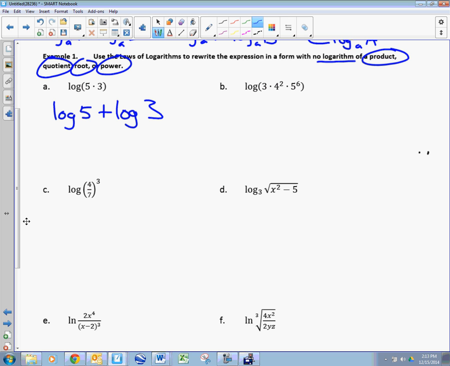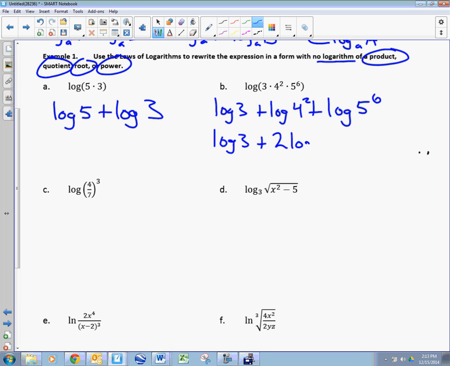The next one, you see you have exponents, okay? I'm going to separate it like this. Log of 3 plus log of 4 squared plus log of 5 to the 6th. Now what should I do after that? Move the exponents out front. Log of 3 plus 2 log of 4 plus 6 log of 5.